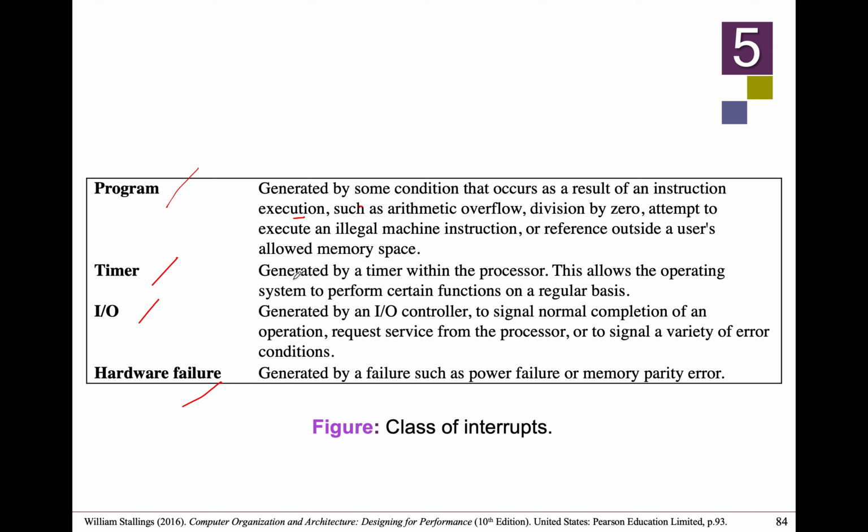While for timer, it is generated by a timer within the processor. This allows the operating system to perform certain functions on a regular basis. Input output is generated by the input-output controller to signal normal completion of an operation, request service from the processor, or to signal a variety of error conditions. And lastly, the description for hardware failure: generated by a failure such as power failure or memory parity error.